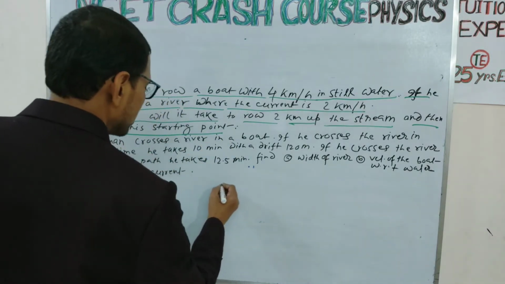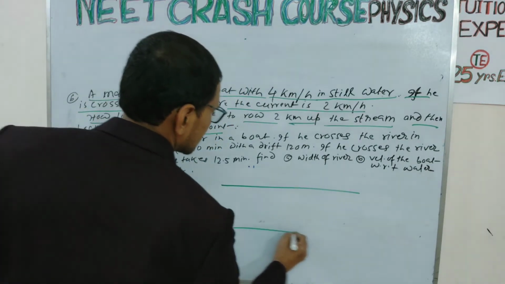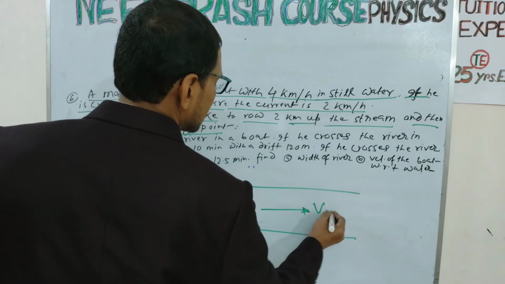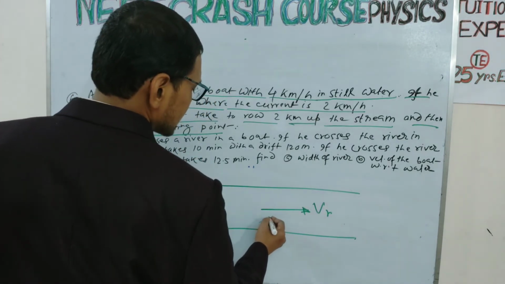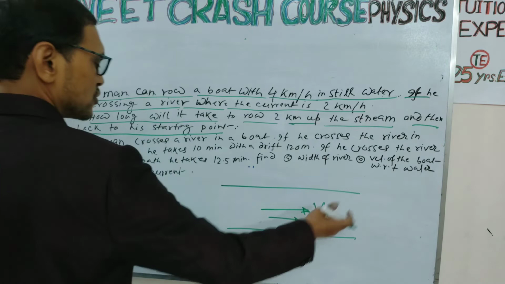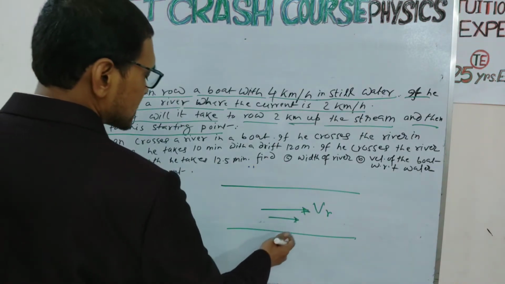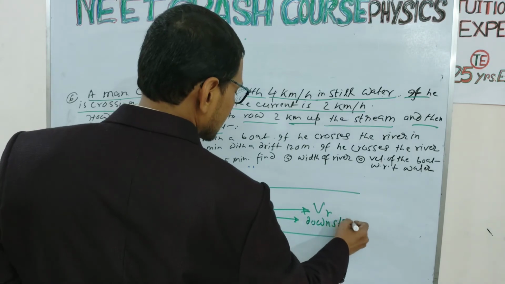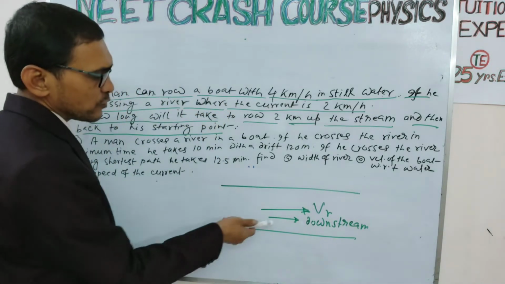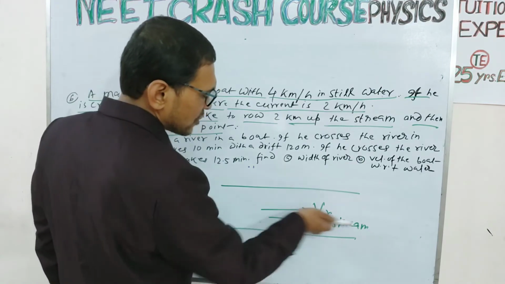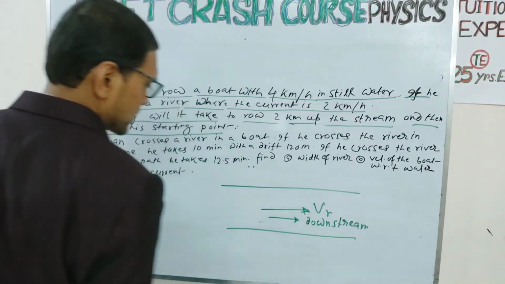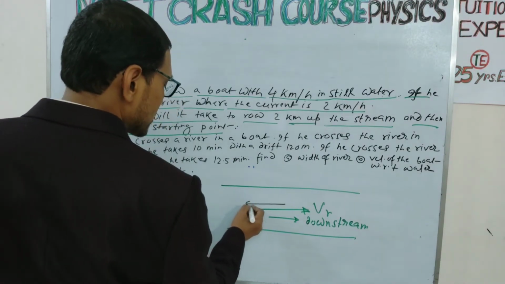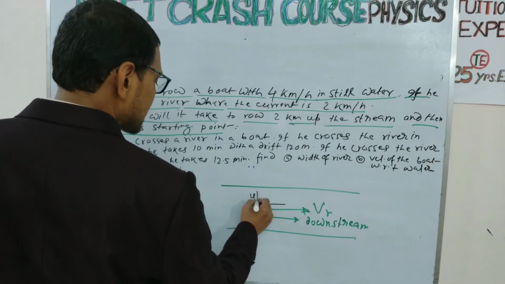Now if the river flows in this direction, then down the stream means along the velocity of the river, along the velocity of the current. We call this term downstream. It means if a boatman moves along the direction of the river, it is downstream, and upstream is when the boatman moves against the velocity of the river. This is upstream.